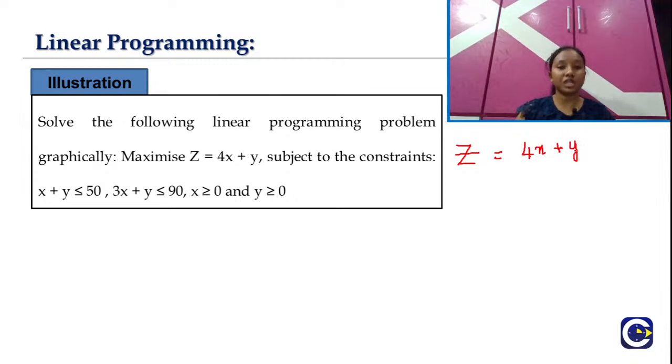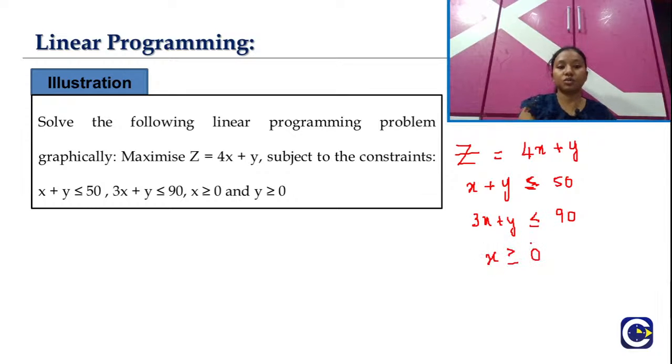So, subject to the constraints. Here the constraints are already given. The constraints given here are x plus y less than or equal to 50, 3x plus y less than or equal to 90, and then x greater than or equal to 0 and y greater than or equal to 0. So now try to figure out this linear programming problem and find the answer.